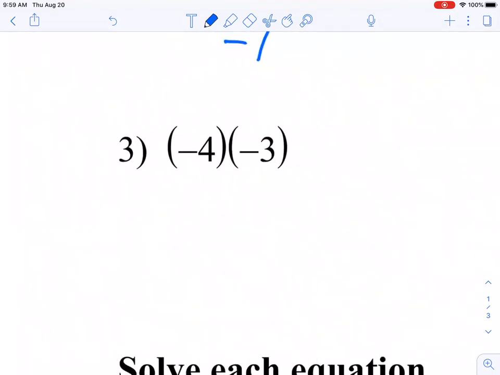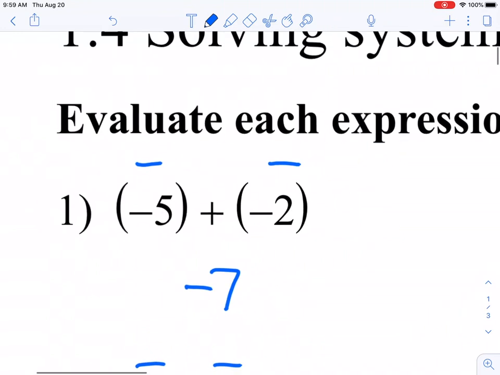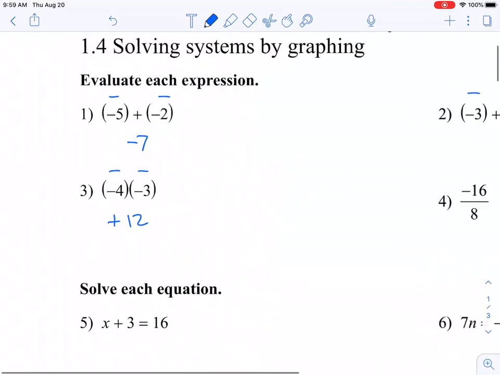Number 3, when we are multiplying, if our signs are the same, we get a positive answer. So same signs when we multiply, we get a positive. Same signs when we're adding or subtracting, we just add and then keep the sign. So multiplying, same signs, we get a positive number, and 4 times 3, we get 12.